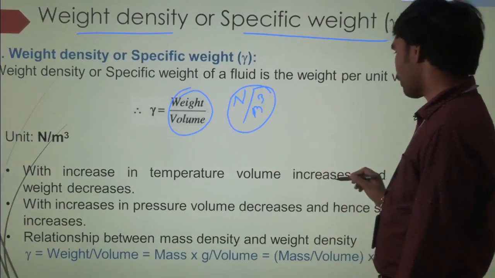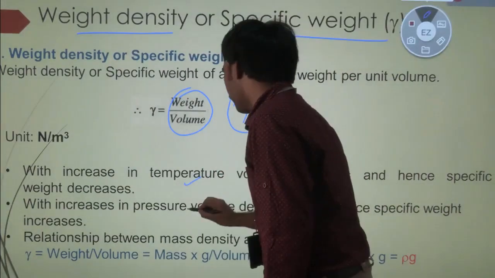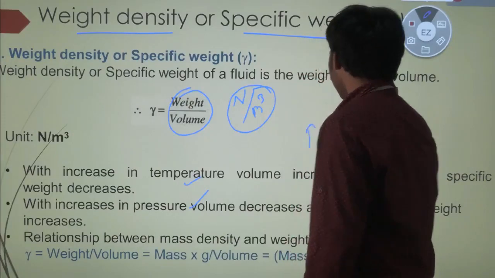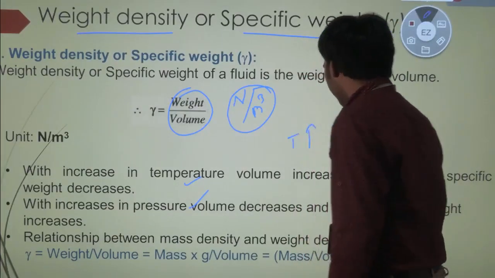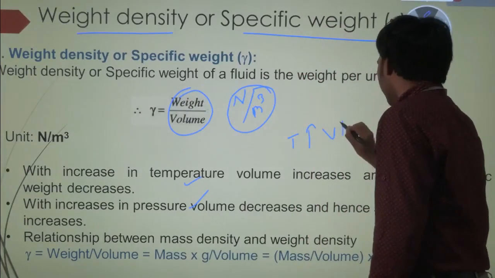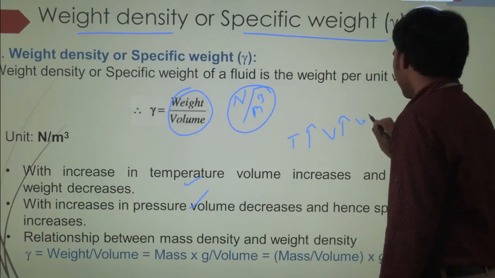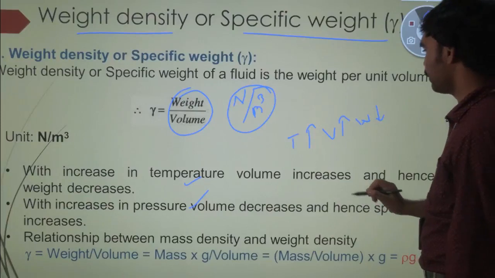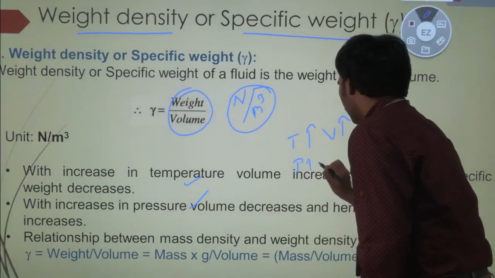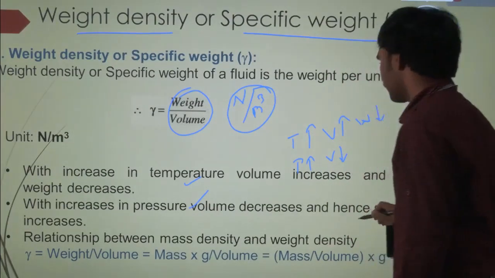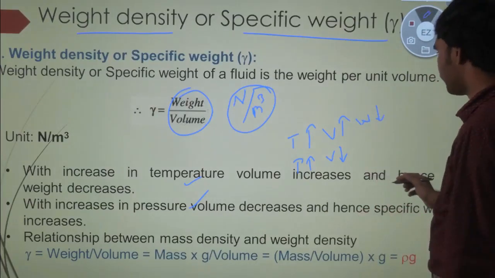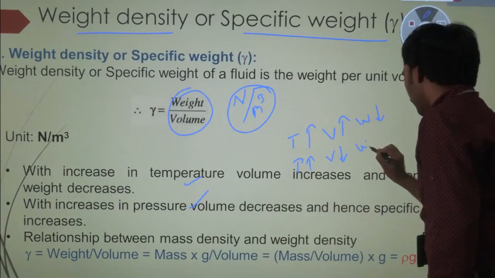It depends upon the temperature and pressure. If the temperature increases, volume increases, hence specific weight decreases, similar to the density. If the pressure increases, volume decreases, so specific weight will increase.